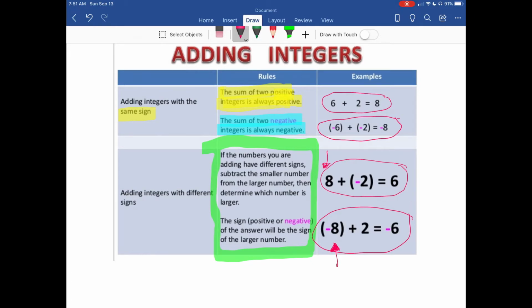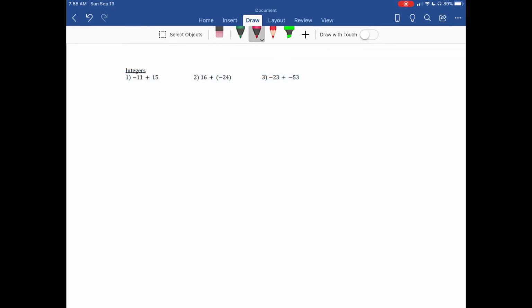I also like, just for reference, using that number line. If we started at negative 8 and we added positive 2, we would land on negative 6. So when you're working problems that have larger numbers, I'm not expecting you to use the number line here, but think about those properties, the rules that are in place for adding numbers that have the same sign and that have different signs. So if we looked at problem 1, we see that they have different signs.